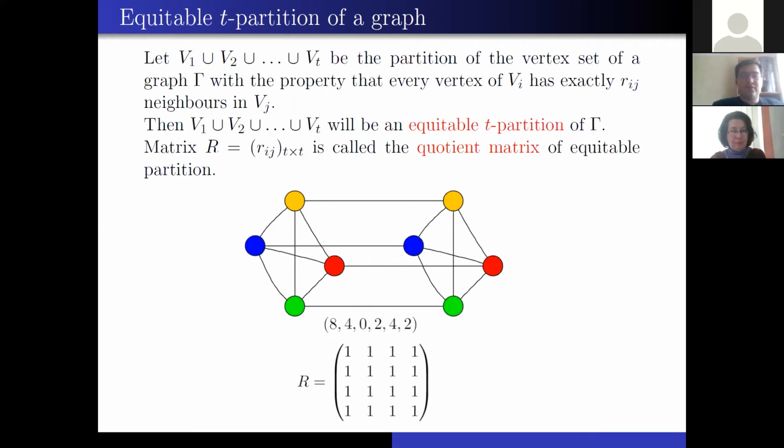Matrix R, which contains all numbers of neighbors for our classes in the partition, is called the quotient matrix of the equitable partition. So for example, let us consider a divisible design graph with parameters 8, 4, 0, 2, 4, 2. You can see it here, and all parts of the partition are colored in a different color. So we have 4 parts of size 2, and the quotient matrix of this partition will be the all-ones matrix, for example.